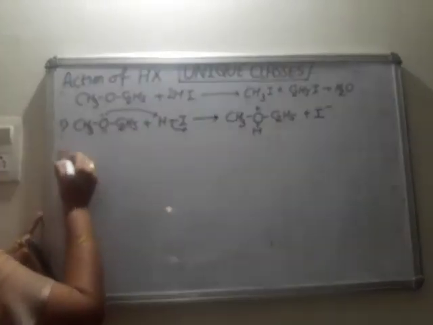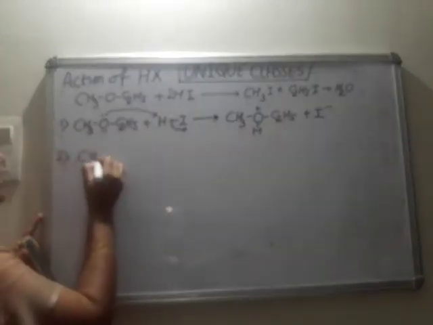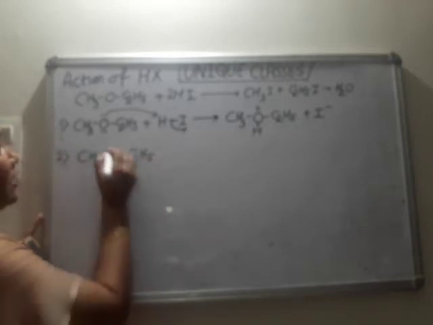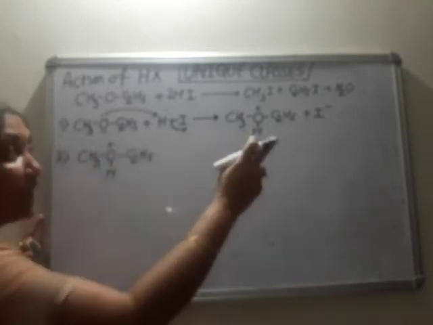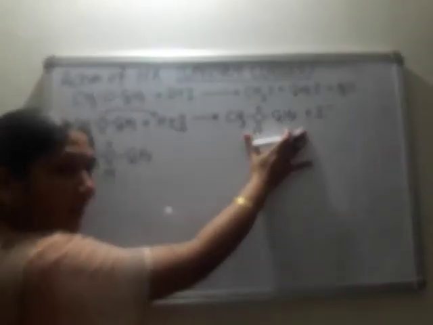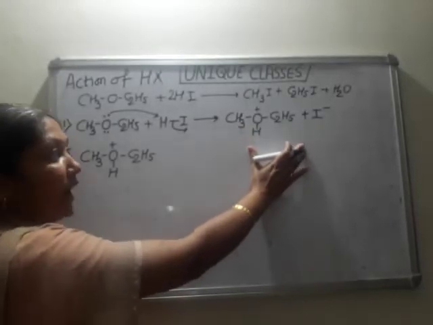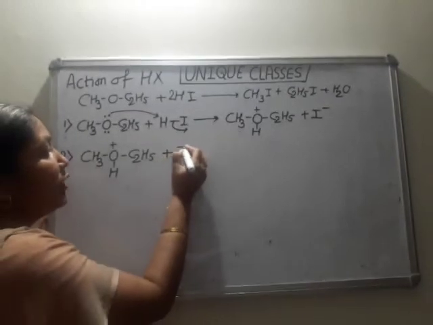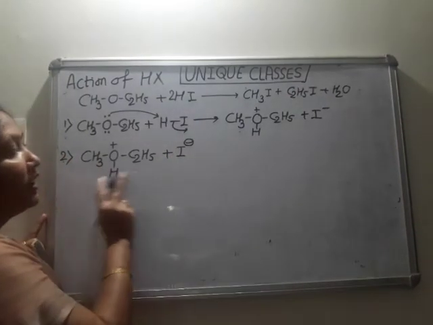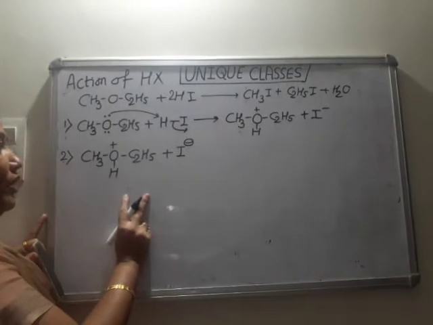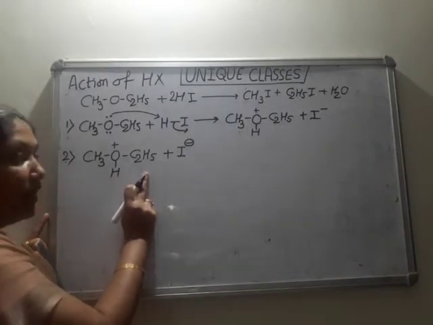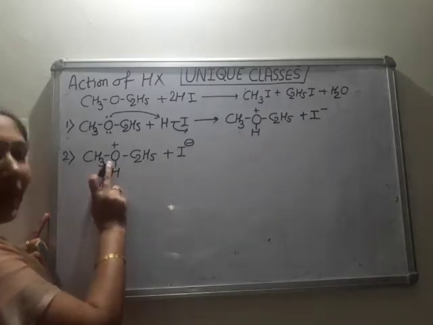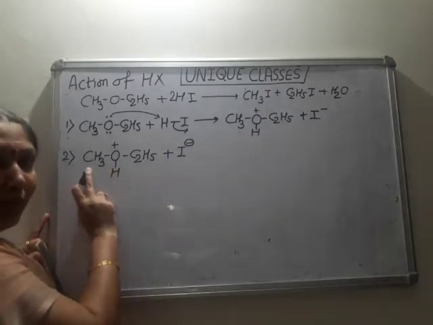Now the second step. What is the second step? CH3OC2H5 with H plus. Now I minus will attack. These are the products of the first reaction, and products of the first reaction are reactants in the second step. So I minus will attack this alkyl group. So ethyl and methyl. The larger group is ethyl, so ethyl should form alcohol and methyl should form iodide.